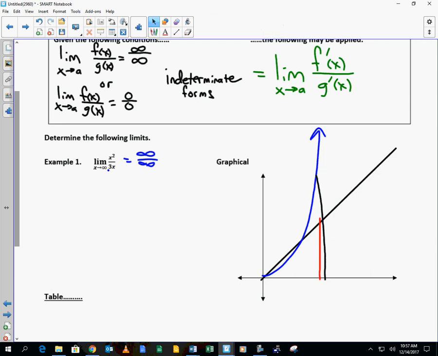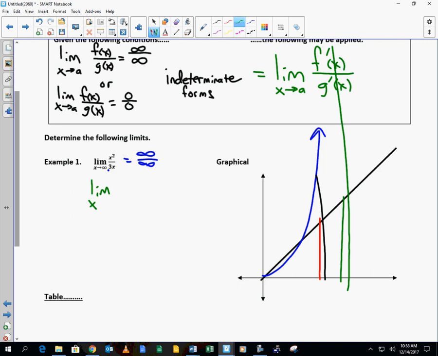What happens as you move further out? Here the line is this height, but the parabola has a height of like that. So what's going to happen as you divide them? They're going to continue to get larger and larger. So we could apply L'Hopital's rule here and say this is the limit as x goes to infinity of the derivative of x squared over the derivative of 3x. Now, plug in infinity. You get 2 times a very large number on top divided by 3.